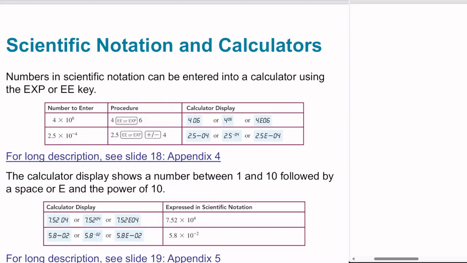Calculators can vary on entry for scientific notation. If you need assistance expressing scientific notation in your calculator, please see your instructor for help.